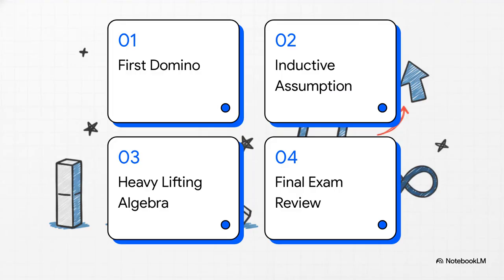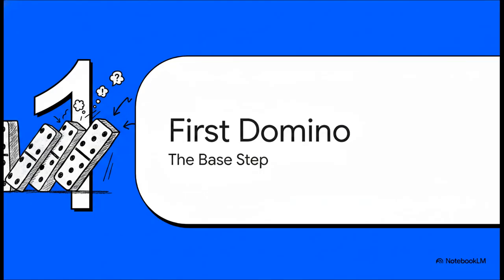So, to keep us perfectly on track, here's our schedule for this explainer. First, knocking the first domino. Second, the inductive assumption. Third, the heavy lifting algebra. And finally, a final exam review table. All right, let's jump straight into chunk number 1, knocking the first domino.